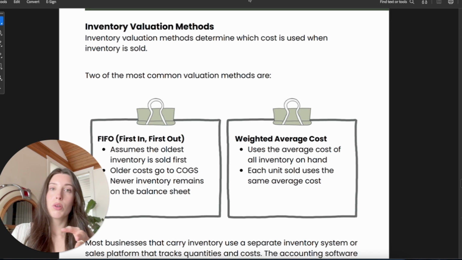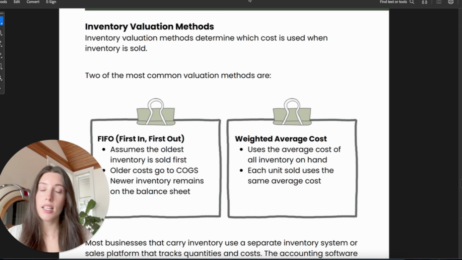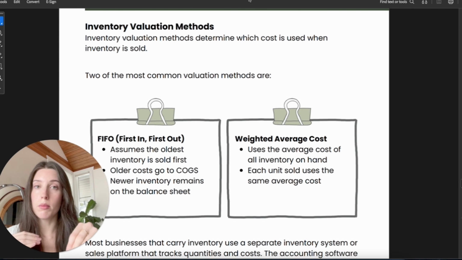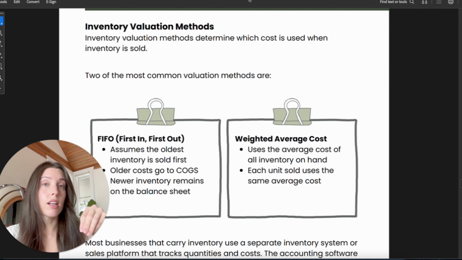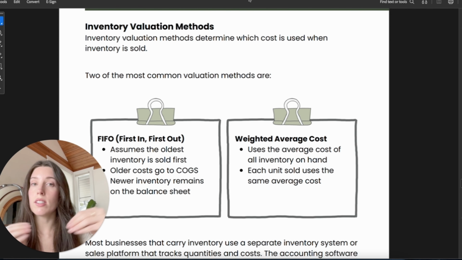So how do you record the value of all of the inventory that's sitting there? And when you go and sell products, how do you know which pile to choose from? Do you choose from the journals that are valued at $2 or the ones that are valued at $2.50 or somewhere in between?